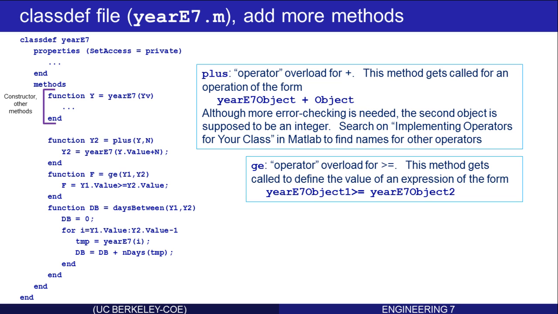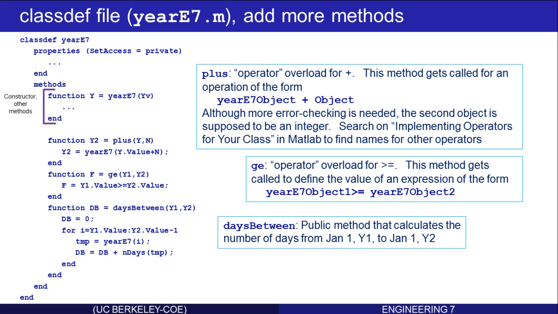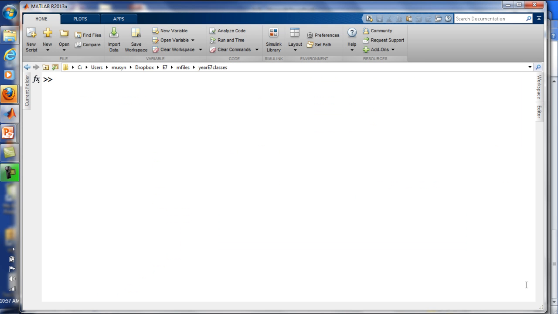Lastly, let's have a method called daysBetween, which is a public method that computes the number of days between January 1st of year 1 and January 1st of year 2. There's a simple loop from year 1 to the year preceding year 2, adding together the days in each year. Let's try out these new methods that we've just implemented with the YearE7 class.